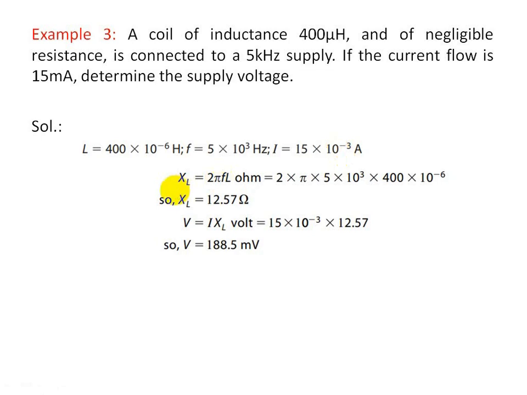Since the inductor is directly connected across the supply, the voltage across the inductance is nothing but the supply voltage. So the voltage across the inductance is I into XL, which will also be the supply voltage. First find XL, which is 2 pi FL. Substitute all the values, and XL is 12.57 ohms. Now V is nothing but I into XL. So the product gives us 188.5 millivolt.